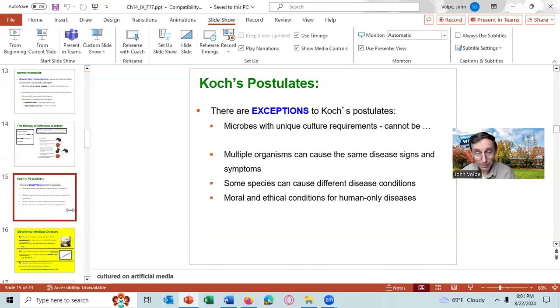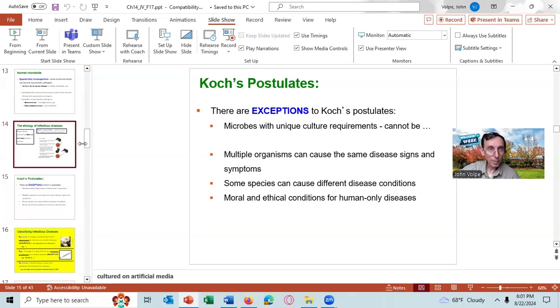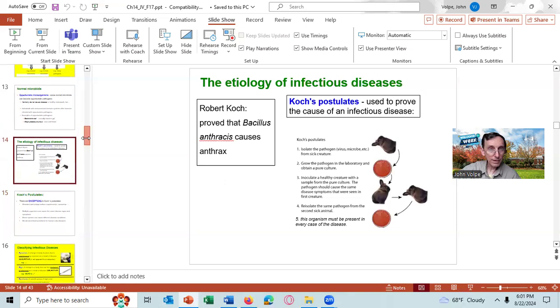For example, scientists have never injected HIV into a patient to then check and see, did this patient develop HIV?